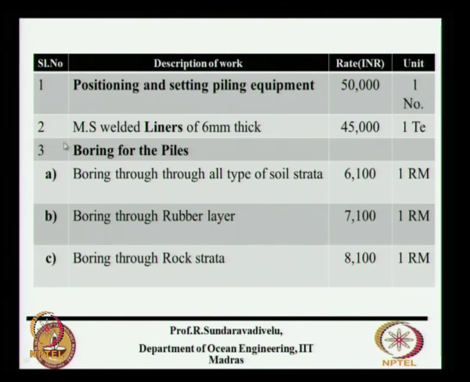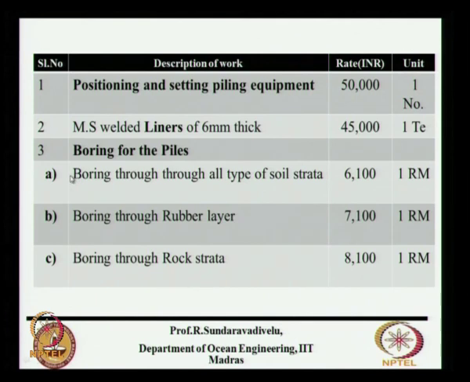Then we have to provide the liners, which are 6 millimeter in thickness. Per ton you have to calculate, and then you have to find out the rate. This rate is 45,000 per ton. Now it may be 54,000 rupees, it depends on the cost of the steel plate, plus about 6000 rupees per ton is the fabrication cost for the liner.